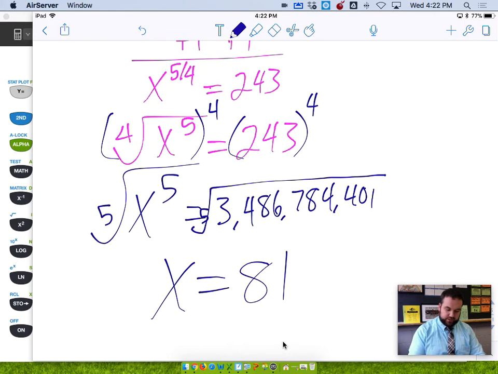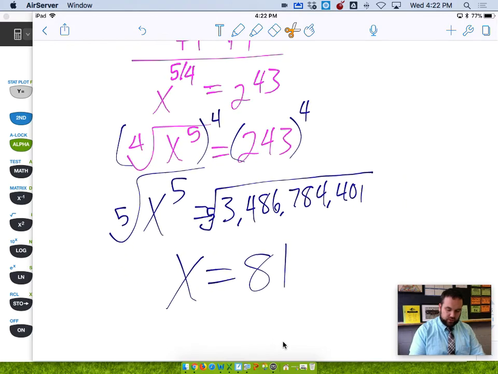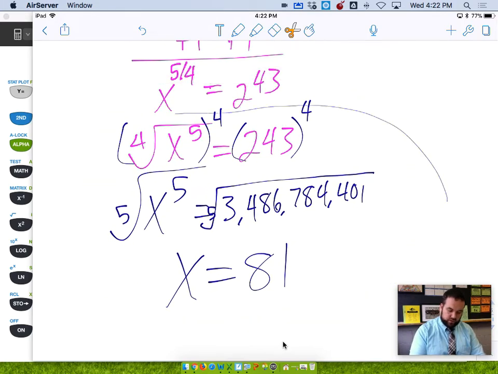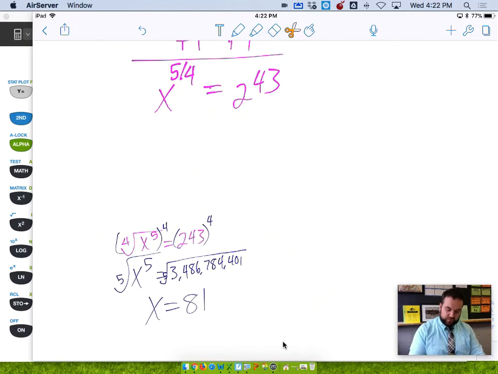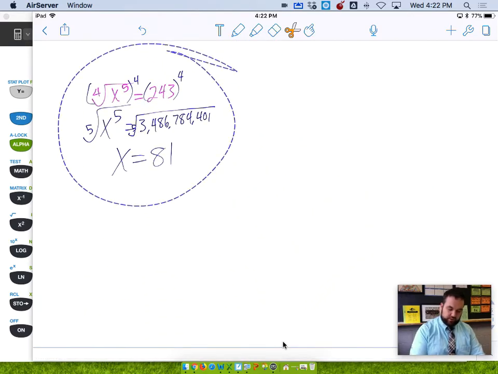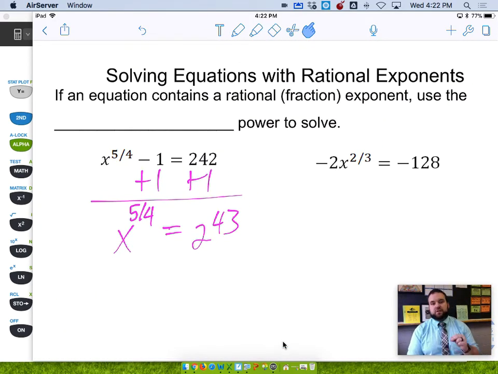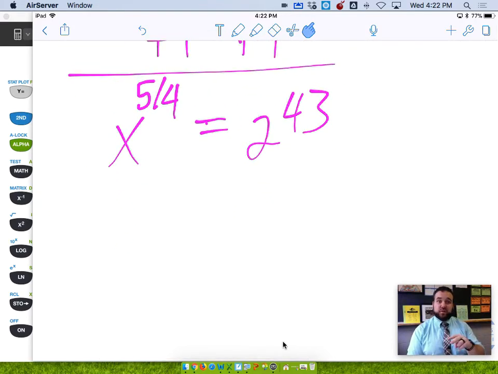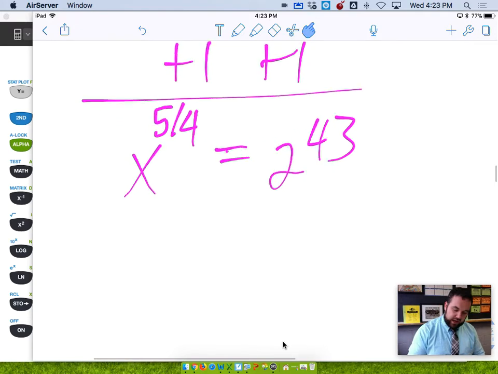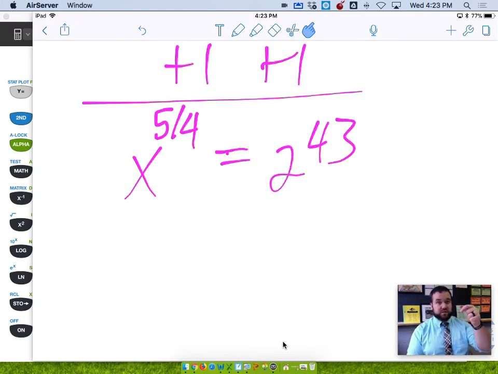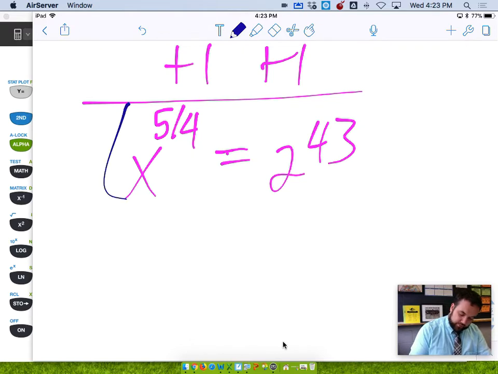As you can tell, it's kind of crazy, and you have to deal with numbers that are way too out of control. So we do have a simpler way to do this problem, and I wanted to show you that, just so we have that in our back pocket. If you have an equation that contains an exponent that's a fraction, the easiest way to cancel the 5/4 power, and you actually learn to do this back in intermediate algebra, is to use the reciprocal. I'm going to use the flipped version of that same fraction. So I'm going to raise both sides of this to the 4/5 power.